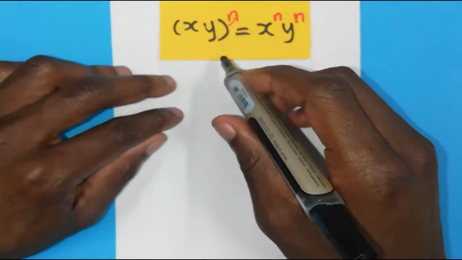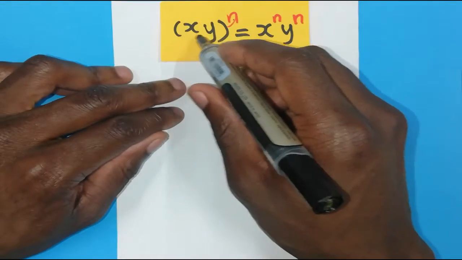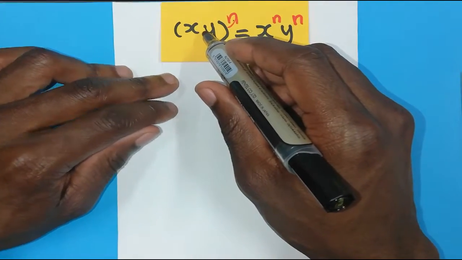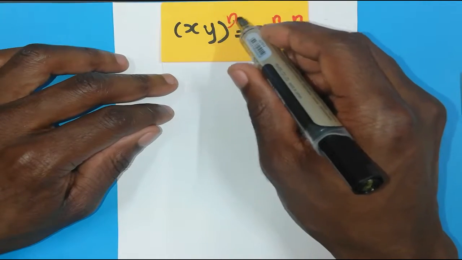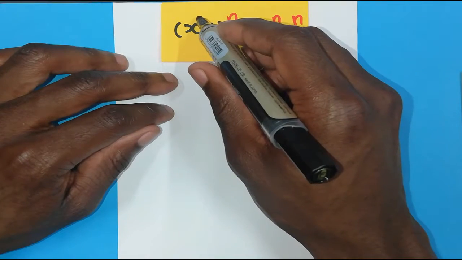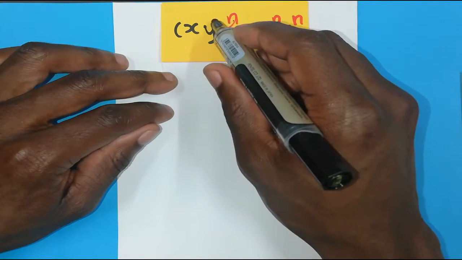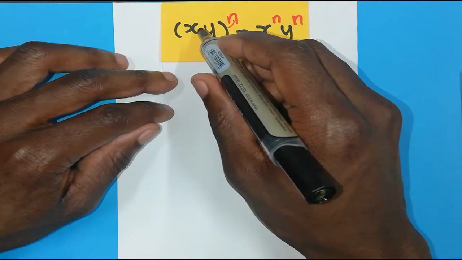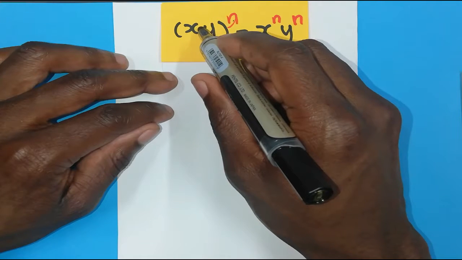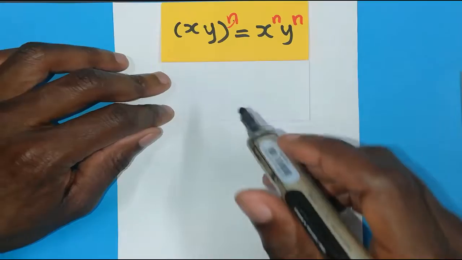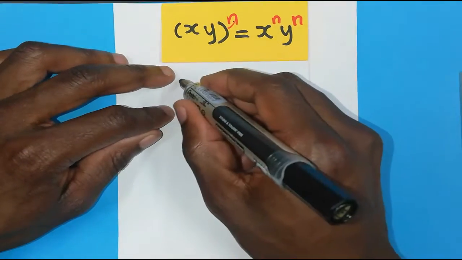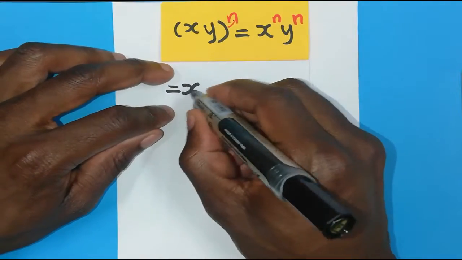Alright, here's the deal. When you have an exponent law like this one, the exponent n will multiply the exponent of the first variable and the exponent of the second variable, as long as these variables are separated by a multiplication sign. Okay, good. So let's do it. This one will be like this.